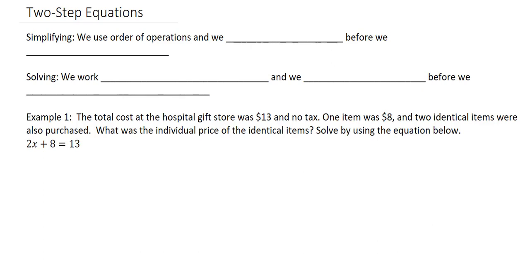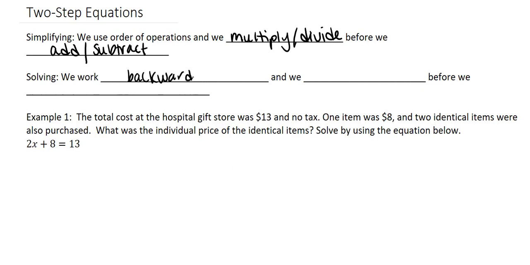Two-step equations, simplifying. When we use order of operations, we multiply and divide before we add or subtract. But when solving, we're going to work backwards, which means we're going to add or subtract before we multiply or divide.